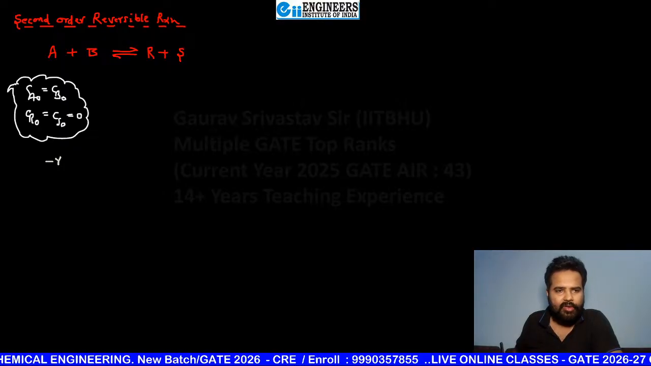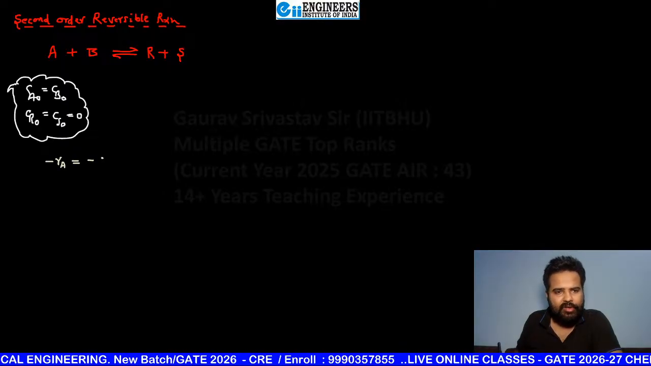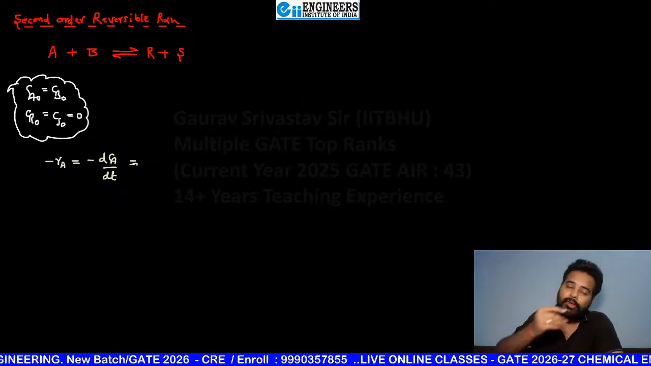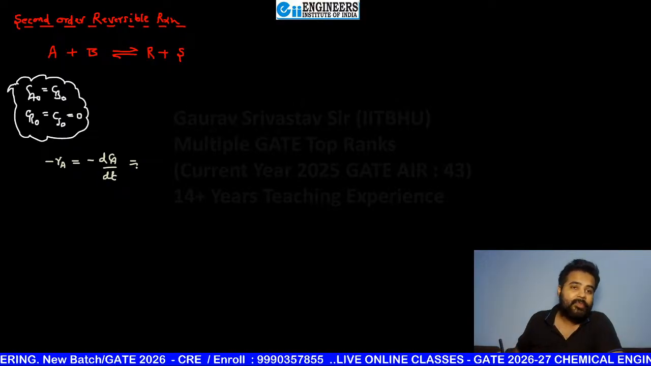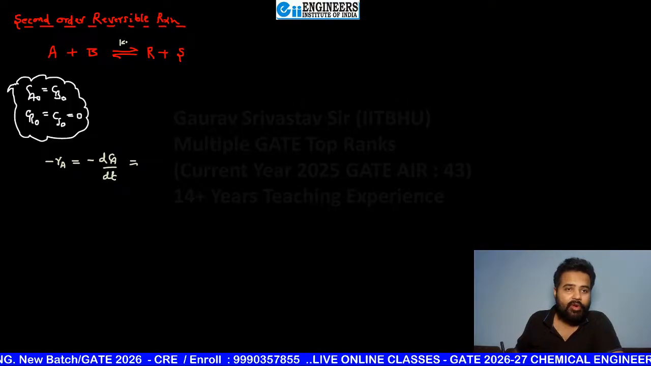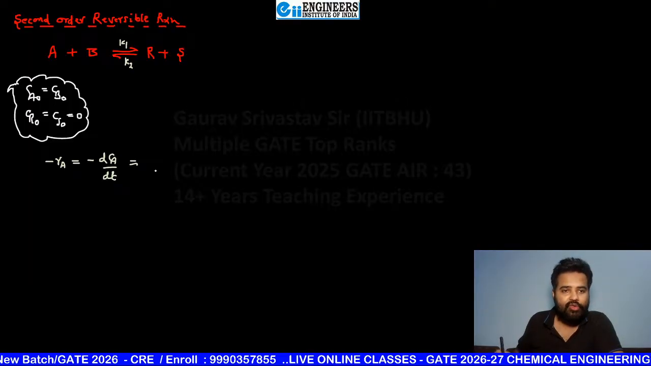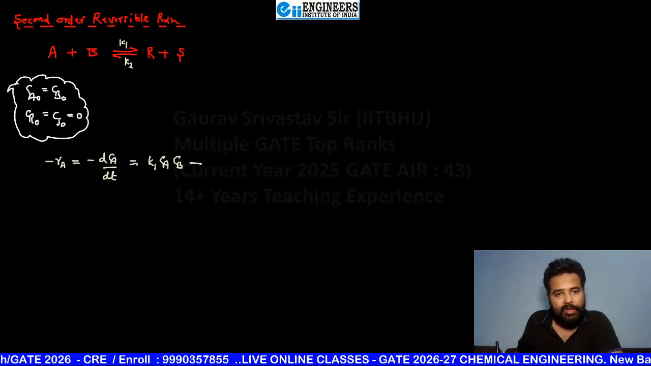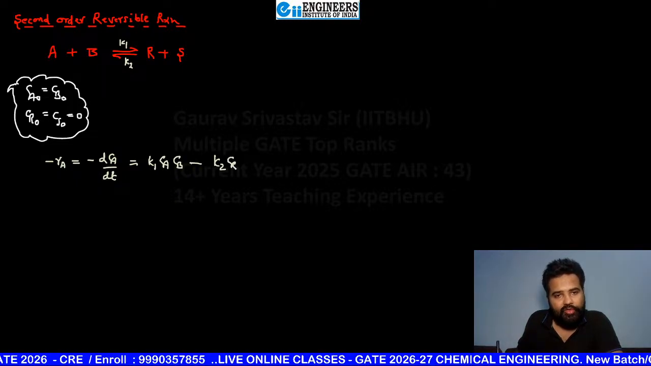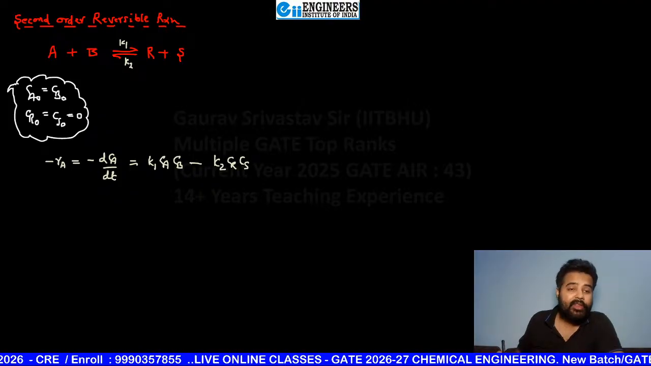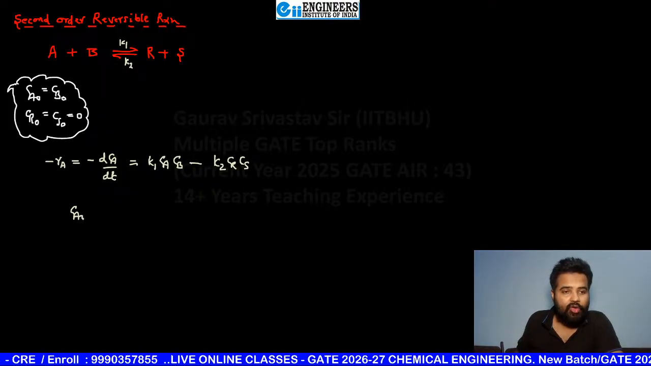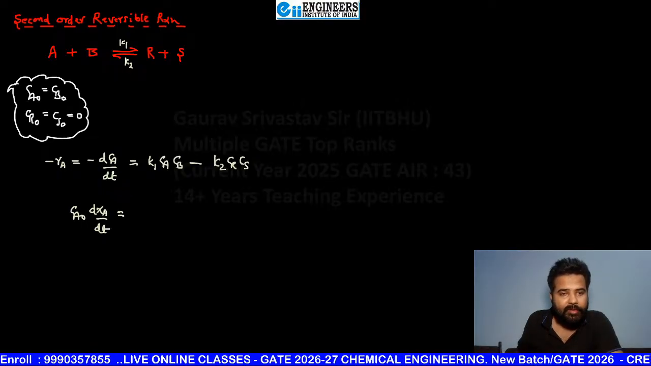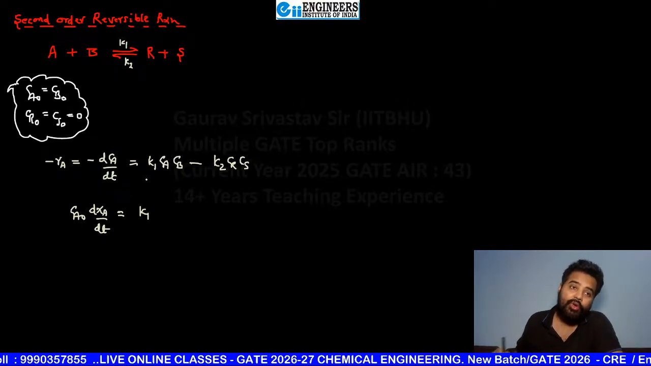Like see, I'm not going to do the complete derivation here, but I want to show you how to solve this. So clearly, forward direction constant, suppose I'm writing k1, backward k2, so I can write k1 ca cb minus k2 cr cs. Further moving, I can write this as ca naught dxa by dt, and that becomes equal to, here I can write k1 because ca naught is equal to cb naught.